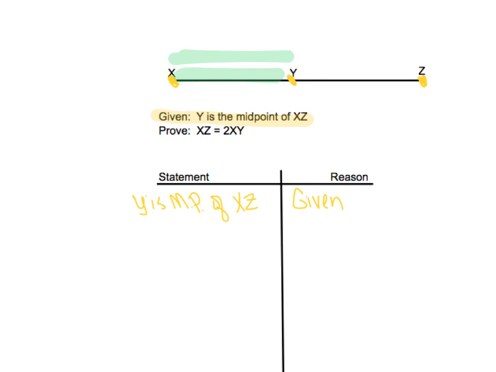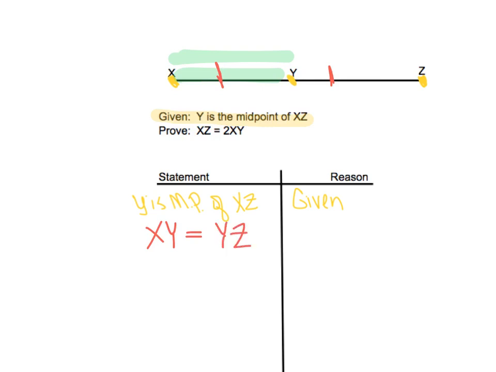So let's start with our given. Well, we learned that if it is the midpoint, okay, that's our hypothesis. If it is the midpoint, then we know that it makes two equal segments. Okay, so we know that since Y is the midpoint, it breaks it into two equal pieces. So that will tell me that XY equals YZ.